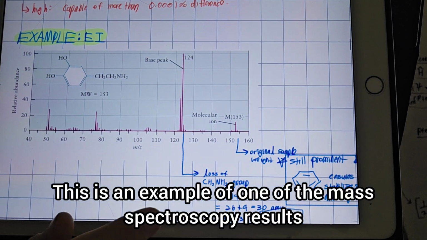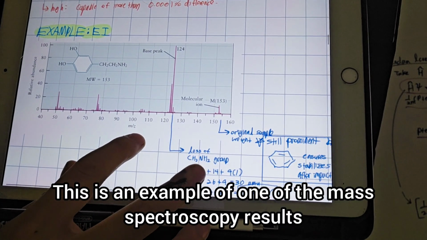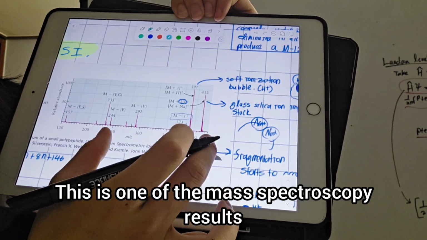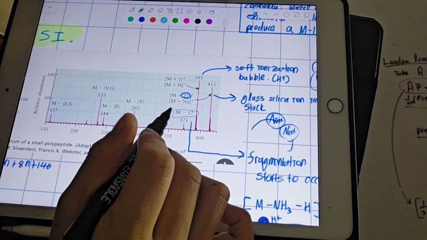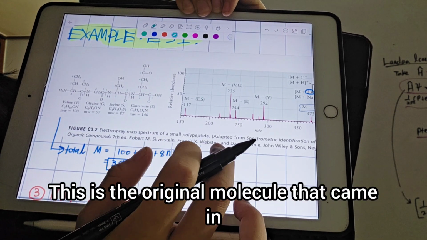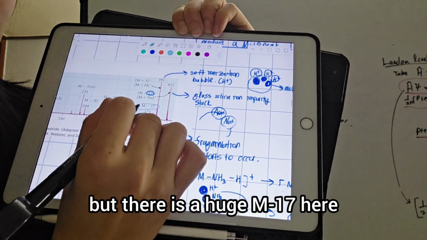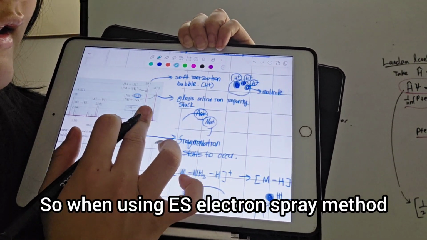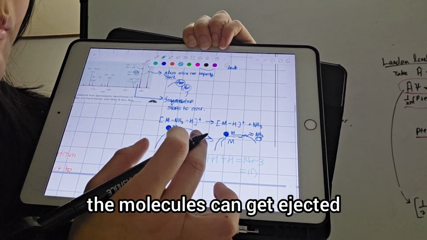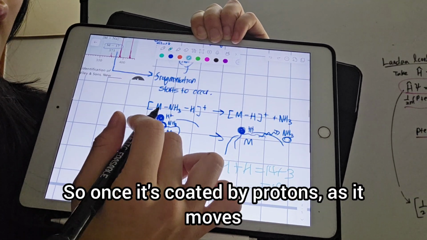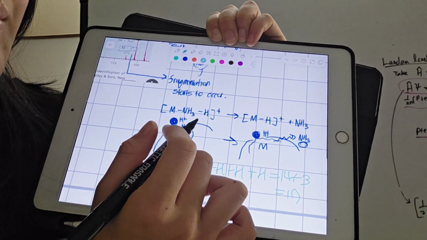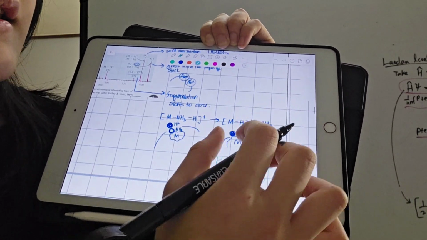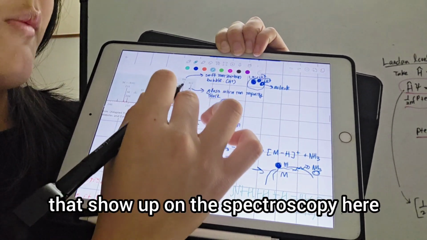This is an example of one of the mass spectroscopy results. You can see that here, M-17. This is the original molecule that came in, but there is a huge M-17 here. That happens when there's fragmentation. So when using the ES, electron spray method, the molecules can get ejected. Once it's coated by protons, as it moves, the proton and the middle parts can get closer together and eject molecules in the process. So there might be some lost molecules that show up on the spectroscopy here.